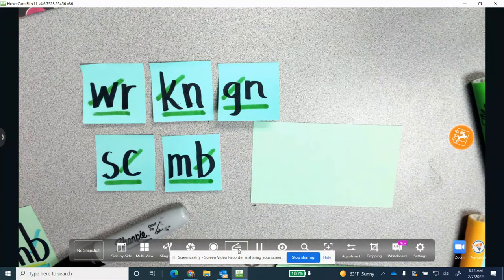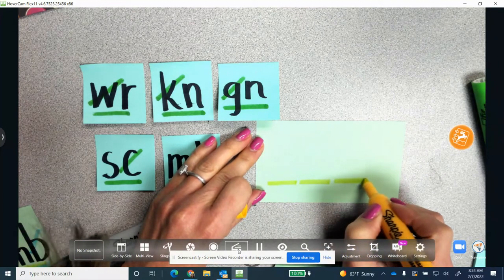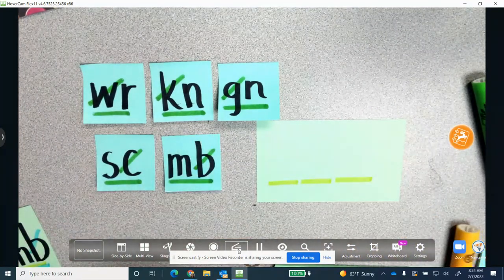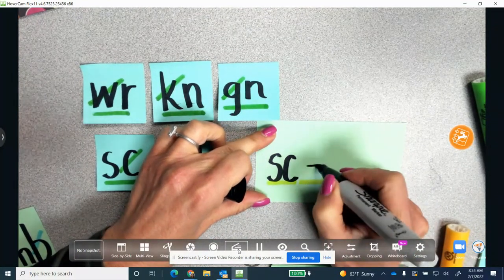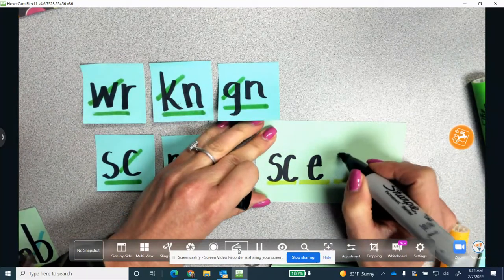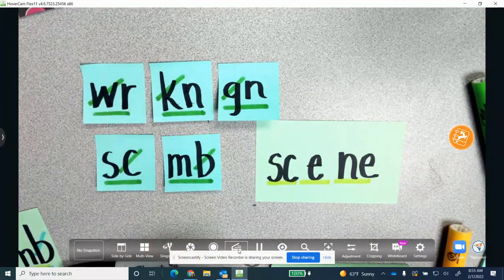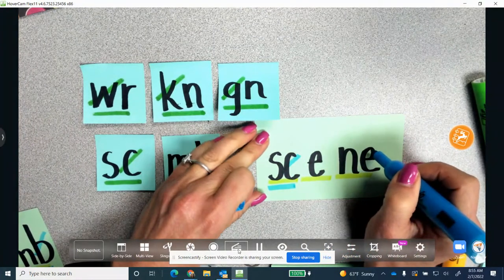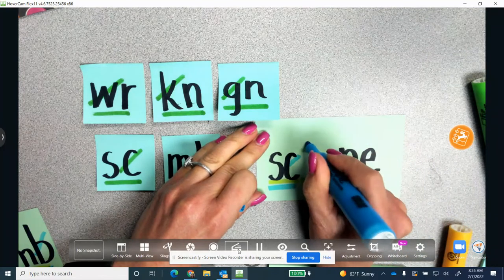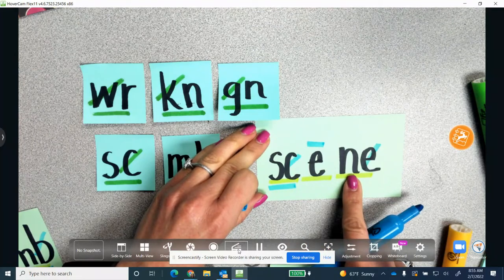Number 3, scene. That is a funny scene in the play. Scene. Silent E. Okay, so this digraph, the C is silent. And we have silent E over here who jumps over, makes the E long, and the E is silent. Scene.